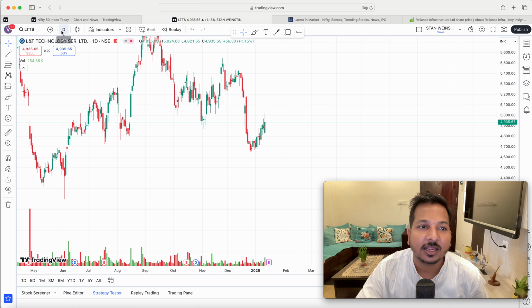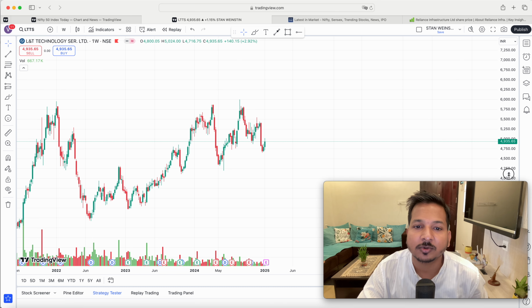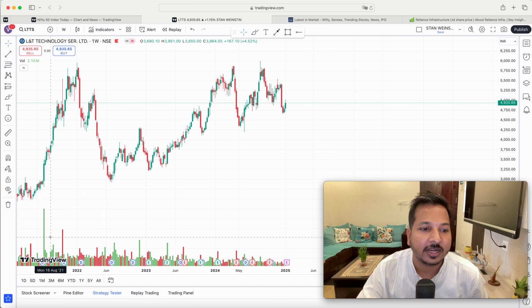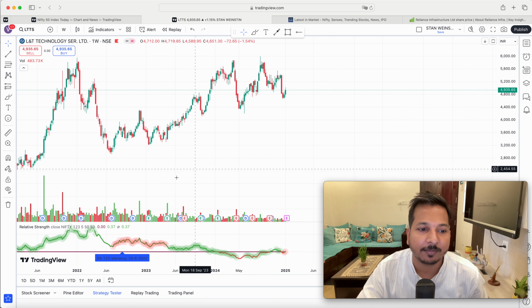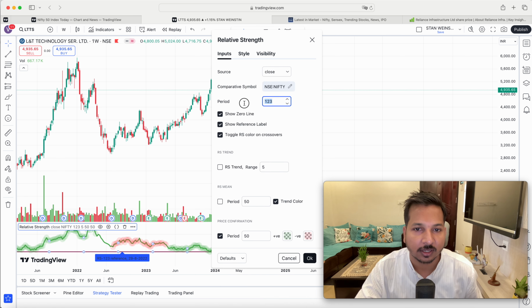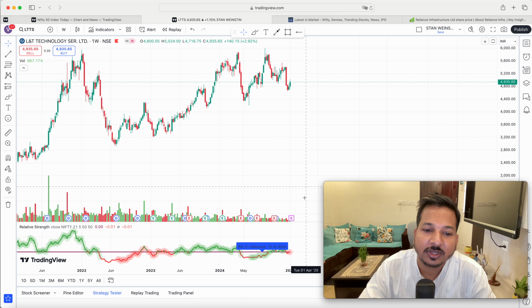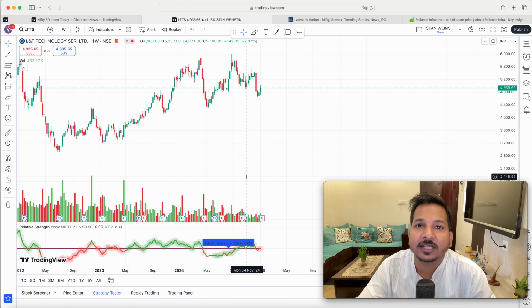RS 21 is a very long period. In weekly, if you see, 21 weeks means almost 6 months. So if you put this RS indicator, you have to apply, and then in settings change it to 21. And if it is positive here also, then that is better. So here you see it is negative. It is currently negative, so I will avoid that stock.